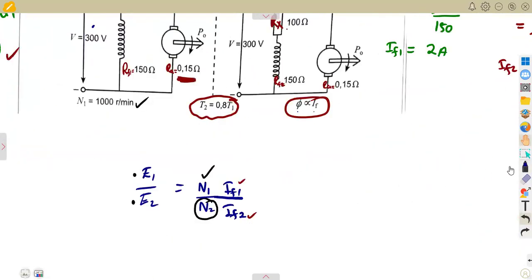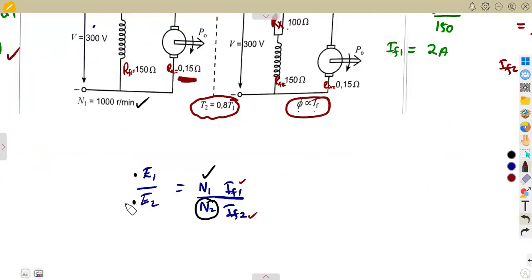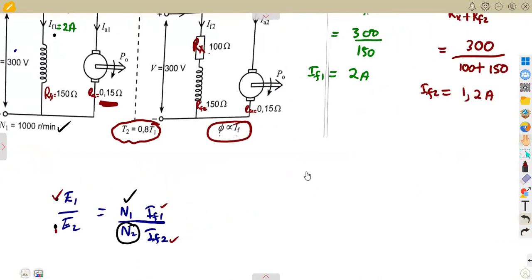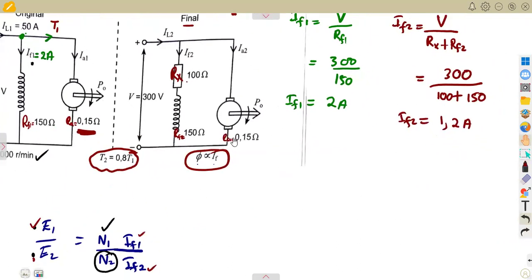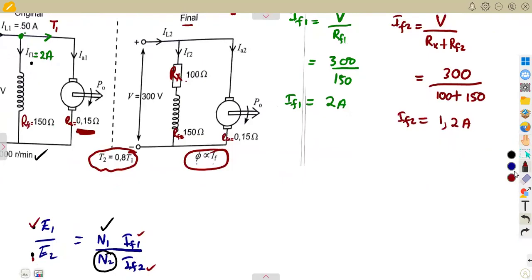Everything. So E1, we have this one. Sorry, that is E1. Let's think of E2, which is the generated EMF of this part of the second circuit, the final circuit. If we were to calculate the generated EMF, you're going to think of this. I actually talked about this because it's the same thing. V2 minus the armature current 2 times the resistance of the armature circuit.